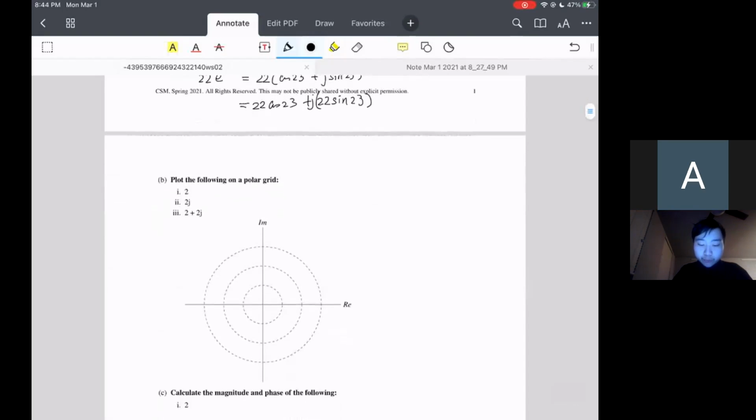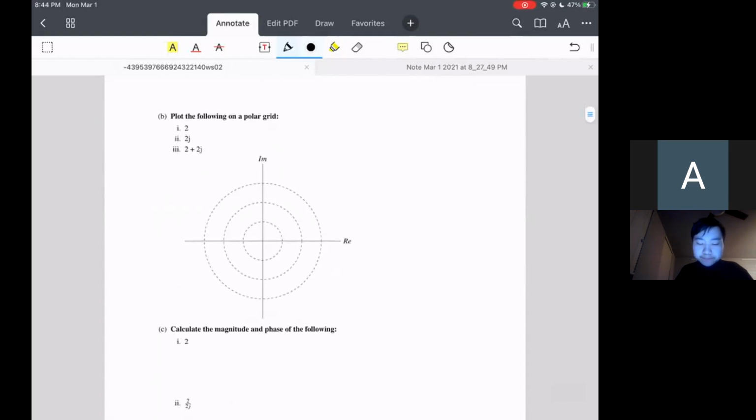And for part B, we want to plot the following on a polar grid. So the first part asks us to plot 2. The number 2 has real part 2 and imaginary part 0. So we just plot on the coordinate 2, 0. Okay? I mean, if we really want to think about it in terms of polar form, we know that its magnitude, which is the r, is just 2, and its phase, which is the theta, is just 0. Okay? So this is just 2.